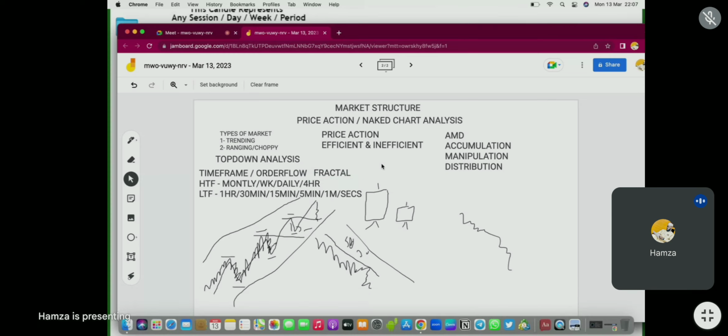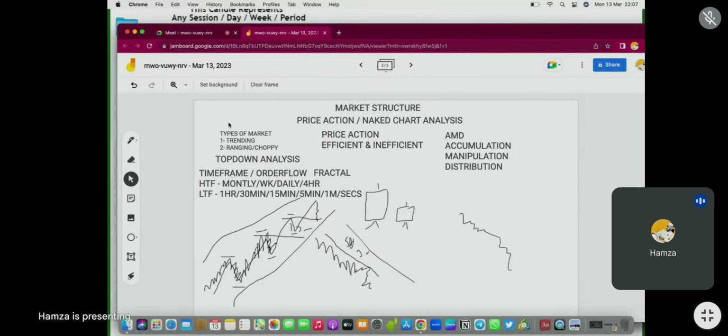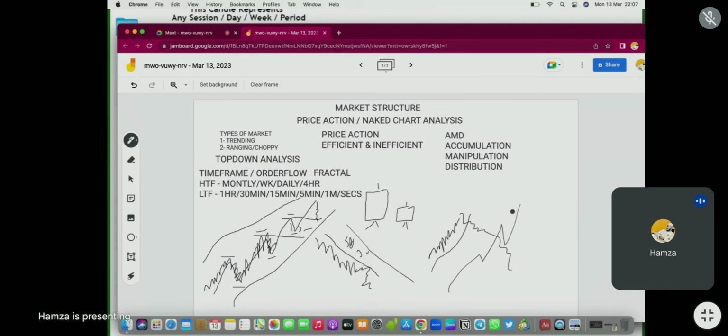Market structure is just what the chart is like, the nature of the chart. So we either have an efficient price action or an inefficient price action. When the chart is trending and we see it moving buy, sell, buy, sell, buy, sell, we tend to see that price action is efficient. When price action is making a huge impulse and then a little correction, huge impulse and little, we tend to say such price action is inefficient.